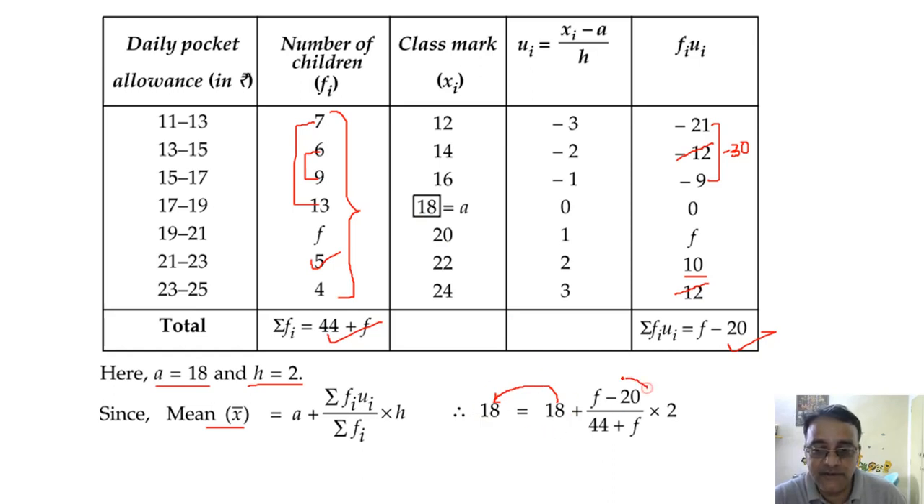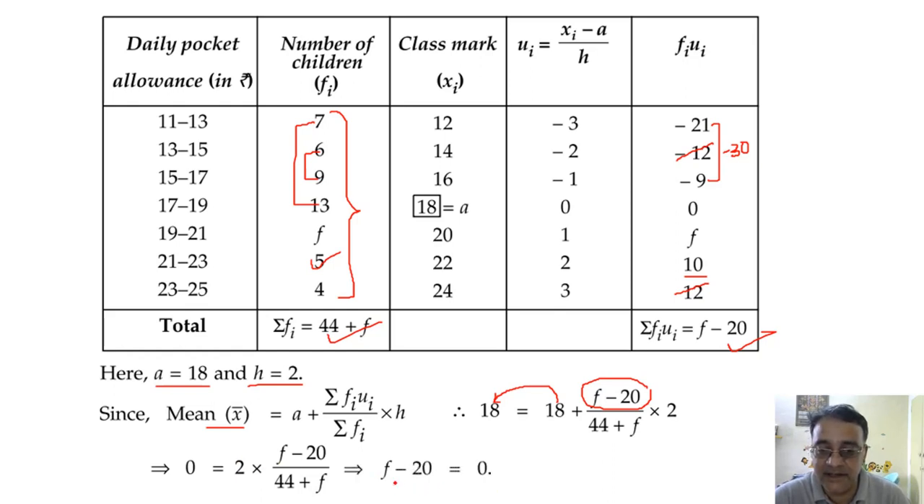And finally what we will get: f minus 20 is equal to 0, because if you multiply 0 with any number, that will be 0, and if you divide 0 by any number, that will be 0. So we'll get 0 is equal to 2 into (f minus 20) upon (44 plus f). So this will imply f minus 20 is equal to 0. And what is the final answer? f is equal to 20. Right, f is equal to 20.